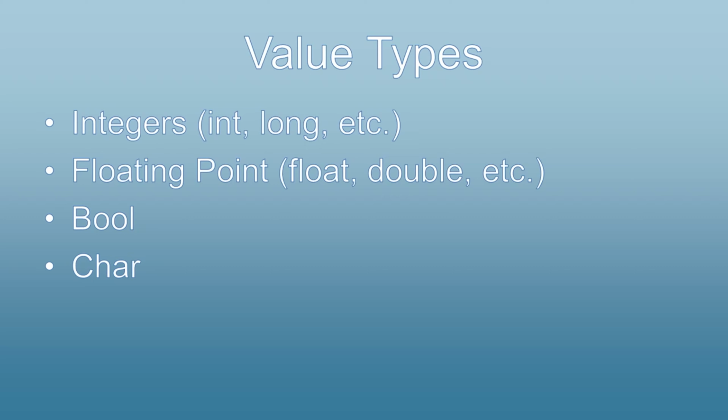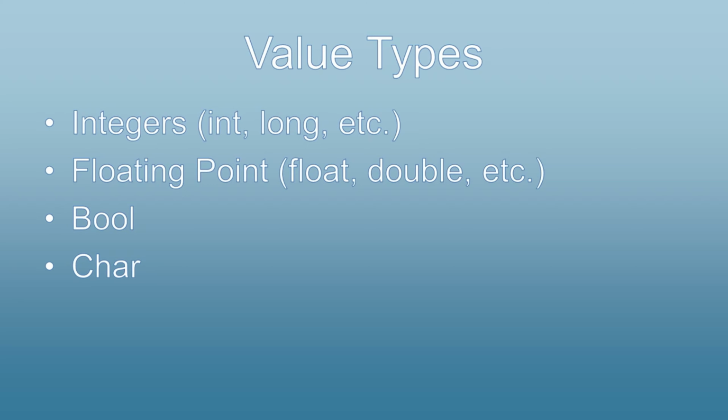Lastly, there's two additional data types to talk about. There are Booleans, which are very simple. It's just true or false. A Boolean is basically just one bit, because it's either a 1 or a 0. And then there are chars, which are just individual characters like you would see in a string.